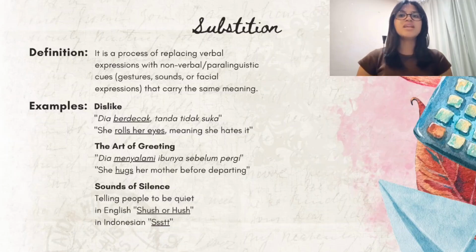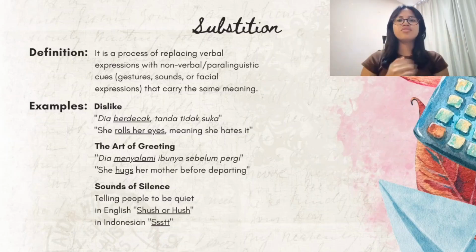The first one is dislike. Let's look at how we express dislike. In Indonesia, when we are annoyed, we often click our tongue, or berdecak, right? So berdecak is like we make the sound. This sound is a substitute for saying I don't like that.